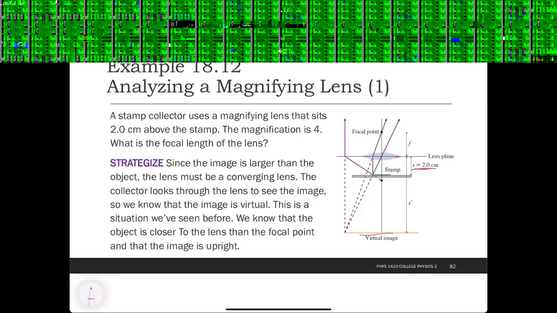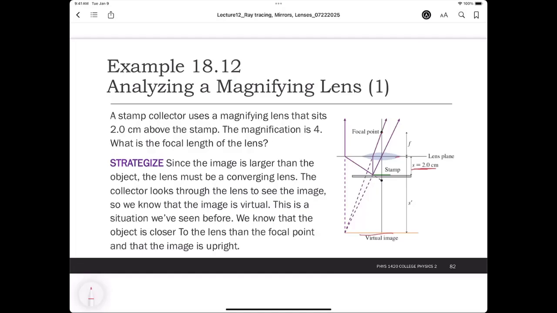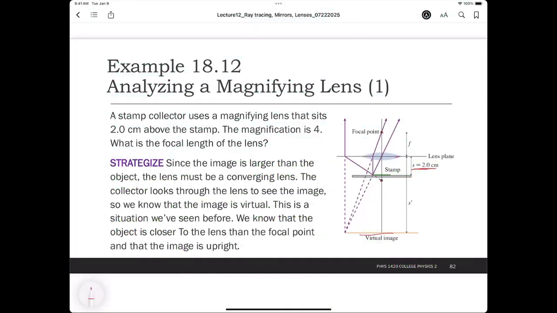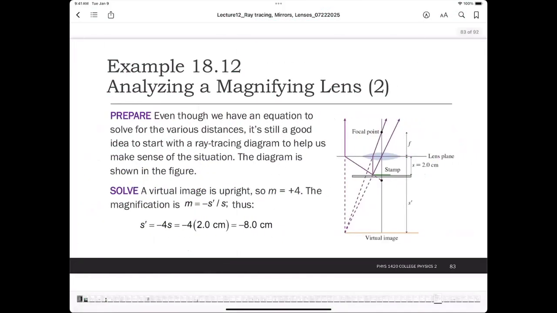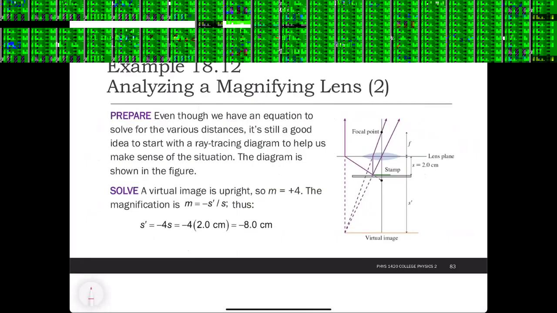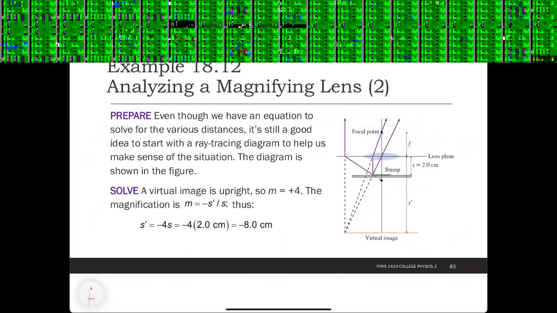This is the focal point. This is the focal point. Even though we have an equation to solve for the various distances, it's still a good idea to start with a ray tracing diagram to help us make sense of this situation. The diagram is shown in this figure. You can see we draw this. This is the focal point, and this is the focal point.